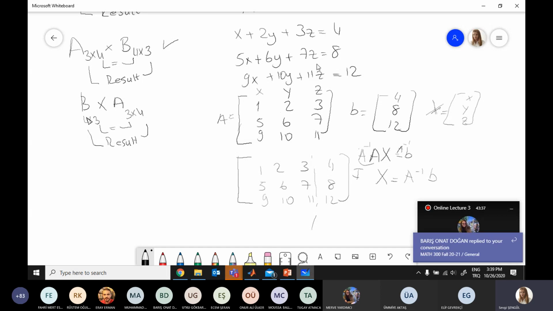Because writing this system, we are trying to find the best x, y, z that fits all these three equations. Solving the linear equation system means that I'm trying to find this x, y, z. And to solve systems in linear algebra, you remember it was A inverse times B.